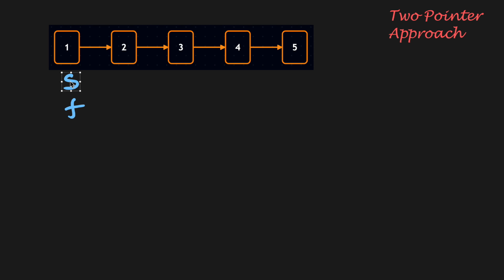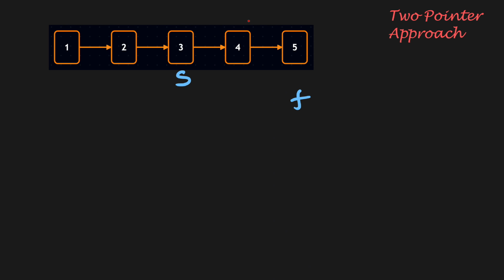So here in the first iteration, we will move the slow pointer 1 step forward and the fast pointer moves 2 steps forward. So the slow pointer reaches node 2 and fast is at 3. Again, we move the slow pointer forward. It comes to node 3 and the fast pointer reaches node 5, which is the end of the list. So we will return the slow pointer, which points to node 3, as our answer.